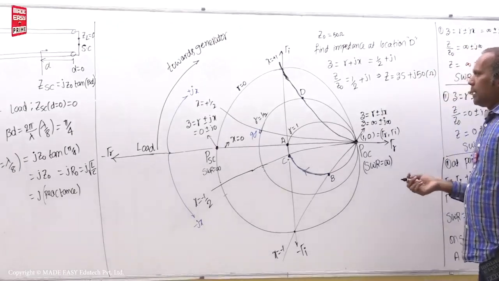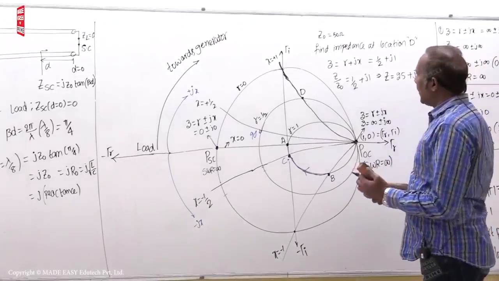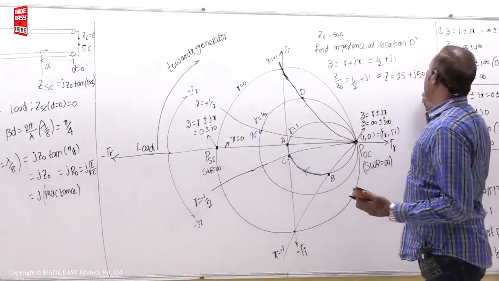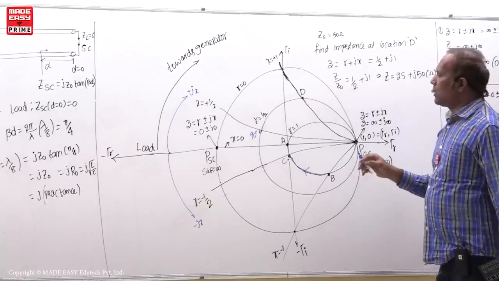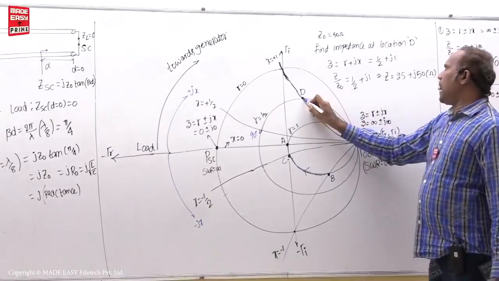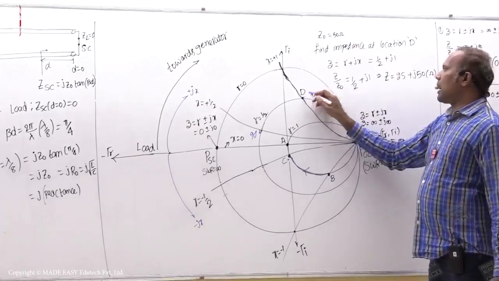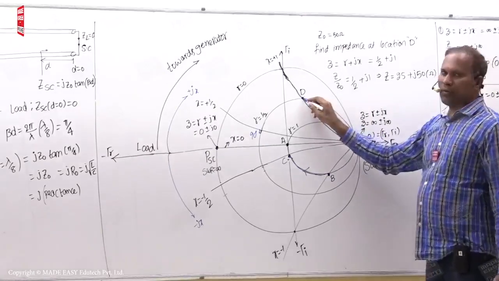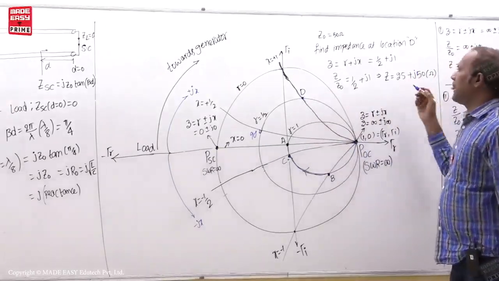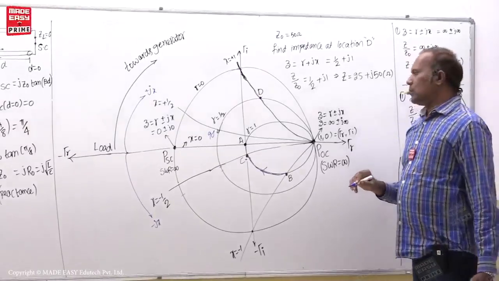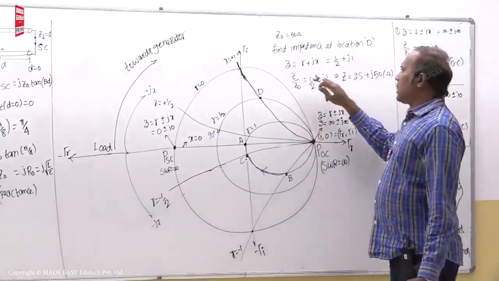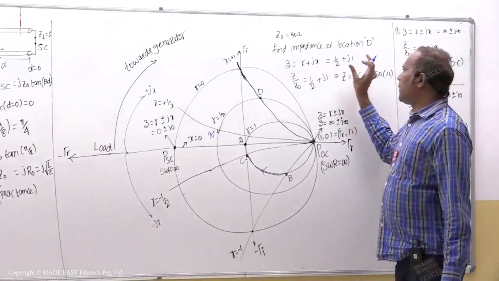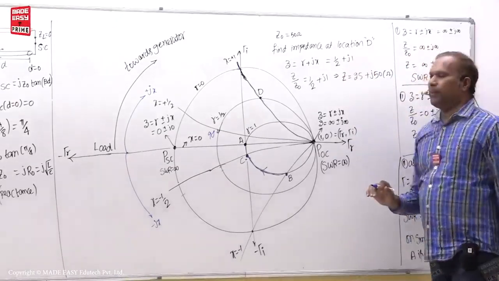In two ways, they can write here half plus j1, or otherwise they can write here 25 plus j50, both are correct. So students, at this location they write half plus j1, meaning that is normalized impedance. At this location they write 25 plus j50, meaning that is impedance. Both are correct. So in this way you can find normalized impedance from location to location. Then if you know normalized impedance, you can find impedance by multiplying the normalized impedance with characteristic impedance, students.